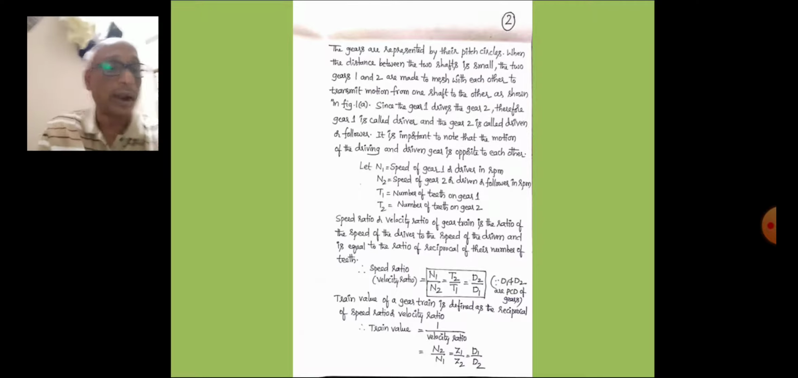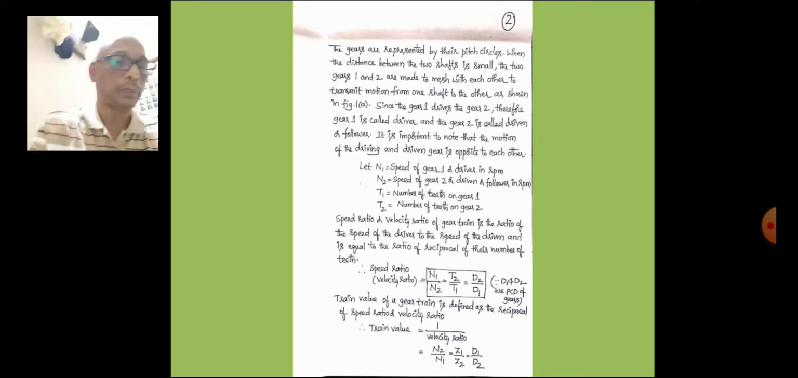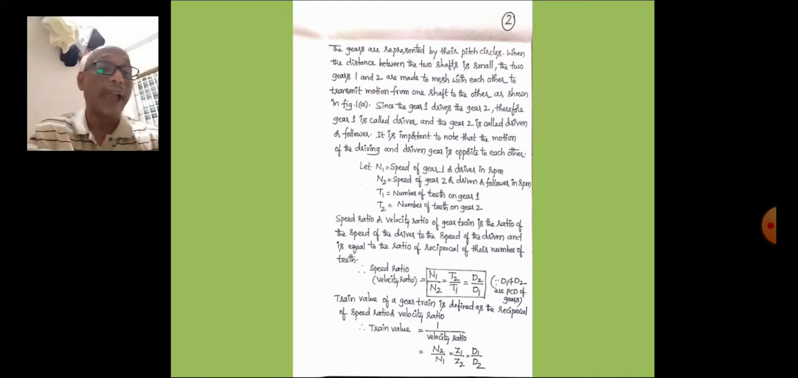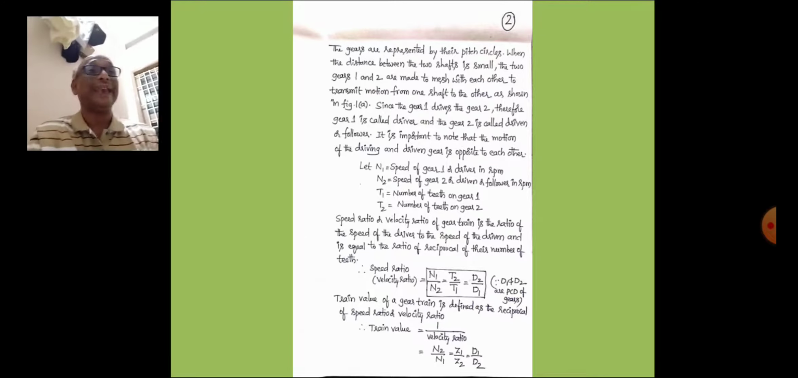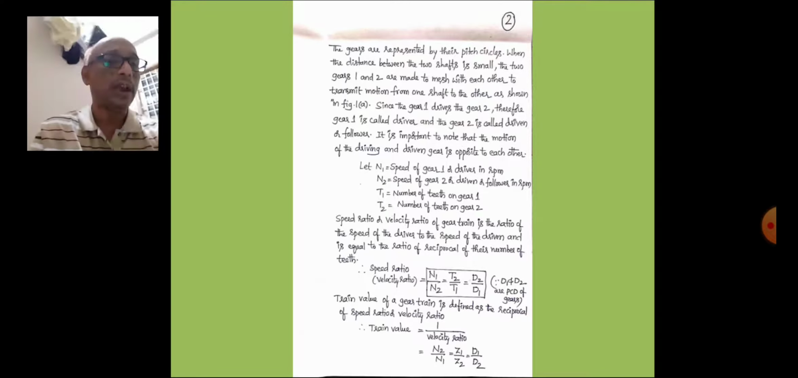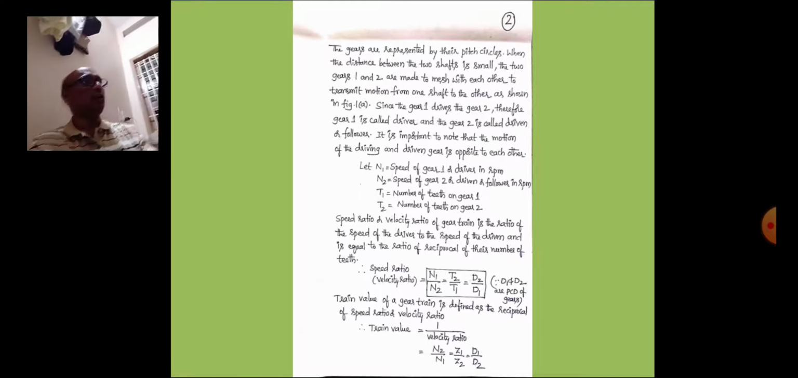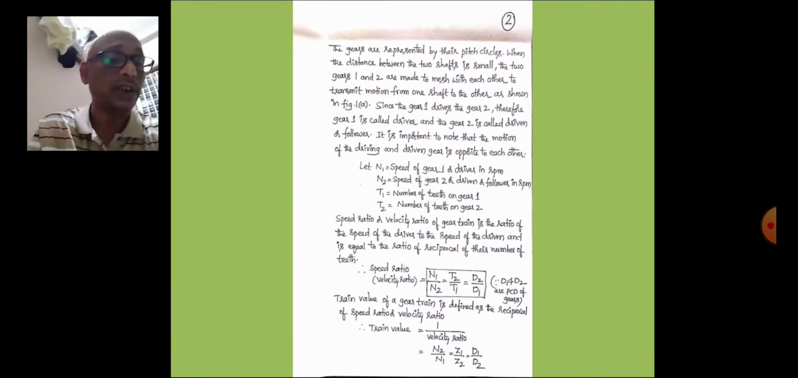So like that, one can find a velocity ratio or a speed ratio. Further, one more important word is train value. Train means gear train. The train value of a gear train is defined as the reciprocal of the velocity ratio. What is a velocity ratio? N1 by N2, because it is the ratio of the speed of the driver to the speed of the driven, or the ratio of the speed of gear 1 to the speed of gear 2, because gear 1 is the driver and gear 2 is the driven. Therefore, velocity ratio is N1 by N2.